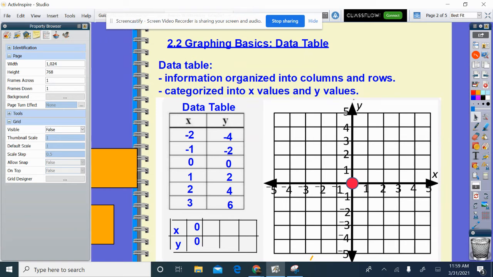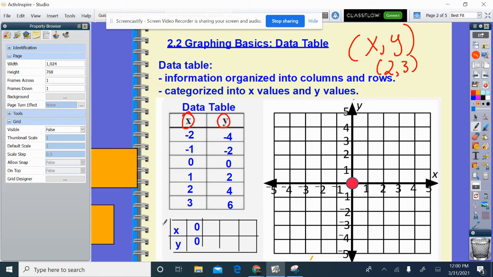A data table is information organized into columns and rows. And they're categorized into x values and y values. Because remember, whenever we're talking about ordered pairs, we go x and y. And be careful to always make sure you put parentheses around your ordered pairs, because if you don't, then they're just some numbers with a comma in between them, and people may not know what exactly you're talking about.